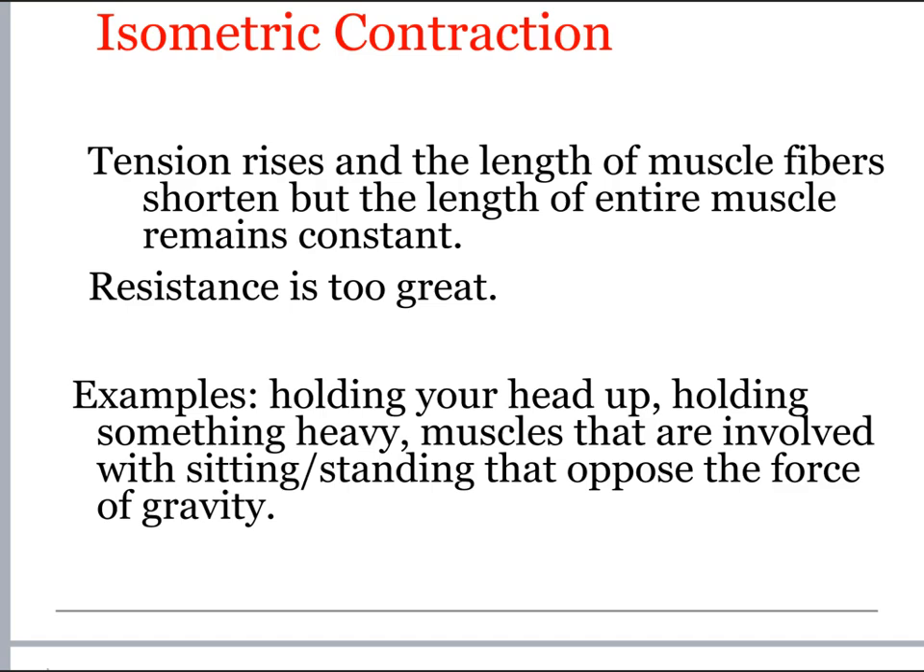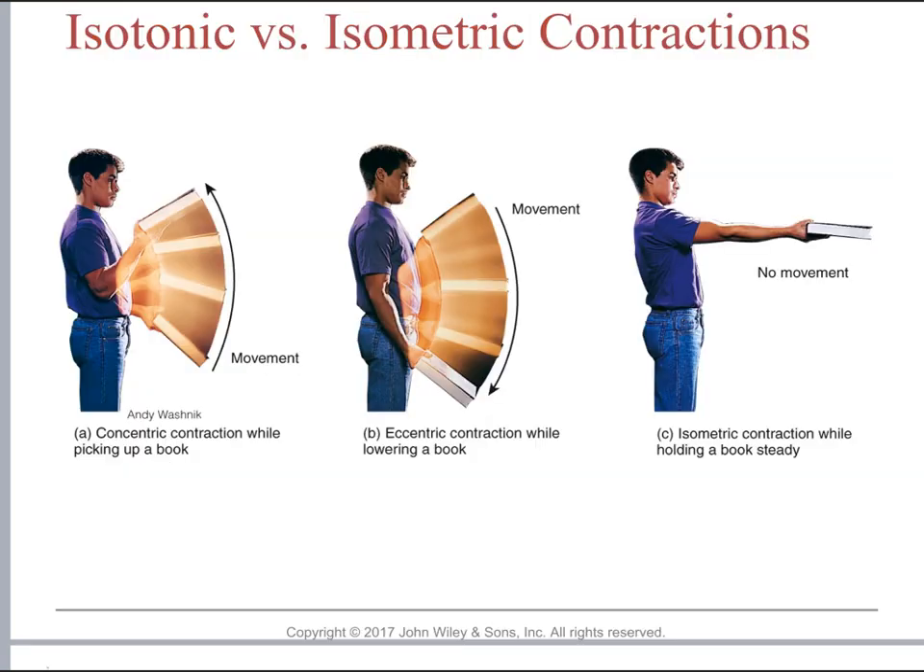Muscles that are involved in sitting or standing that oppose the force of gravity are examples of isometric contraction. Here are some pictures to help you. The first one is flexion of the forearm at the elbow. So this is a concentric contraction right here at the bicep. And then eccentric contraction: if you let the book go down, the bicep is now elongating, opposing the force of gravity, so this would be eccentric contraction. Isometric, no movement. That person is holding that book straight out. The muscle is producing force to resist gravity and keep it out there until fatigue occurs.